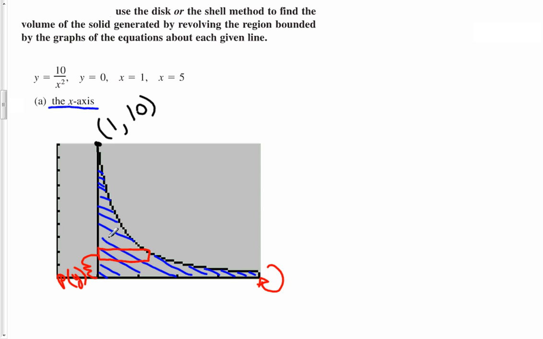And hy is the height of the rectangle. So hy is the height of the rectangle. And I know I'm doing it in terms of y because I'm going to be integrating along the y-axis, because that's where the width of my rectangle, or delta y, is. Okay, so now I need to identify py and hy, what they actually are.